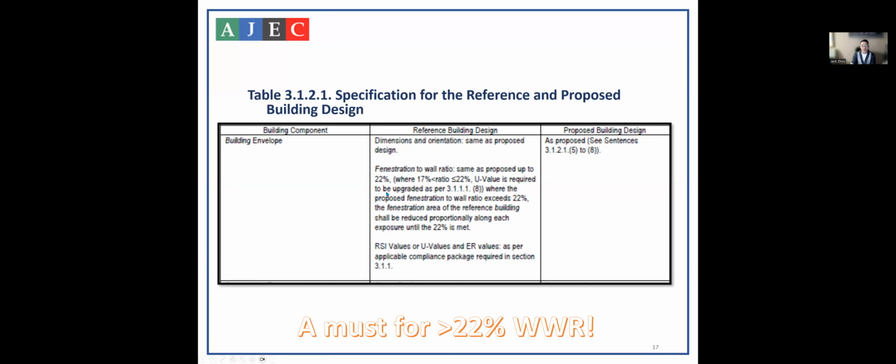U value is required to be upgraded as per 3.1.1. So if you're below 17%, you can use whatever the U value is on A1 or whatever package you choose. But if it's between 17 and 22%, your U value has to be upgraded as per 3.1.1.1. Note number 8: if the proposed fenestration to wall ratio exceeds 22%, then the fenestration area of the reference building shall be reduced proportionally among each exposure until the 22% is met.